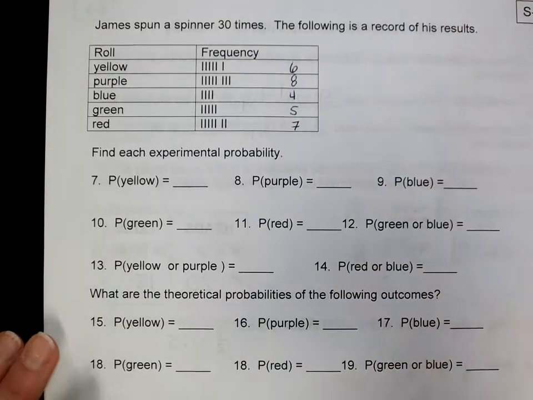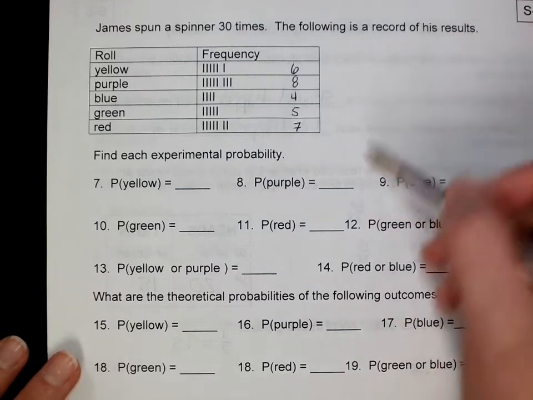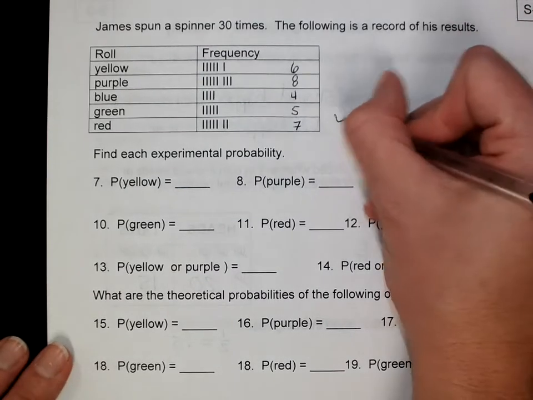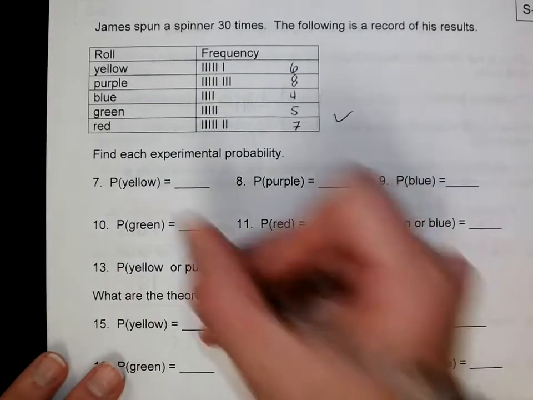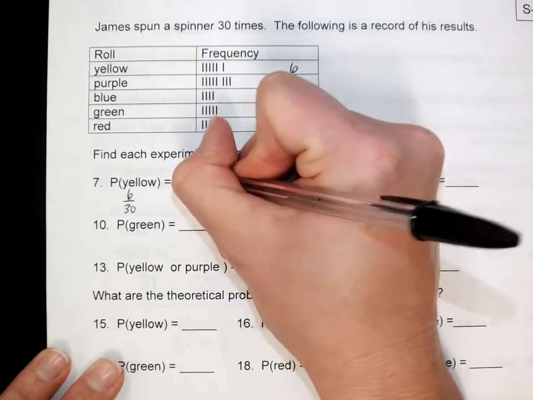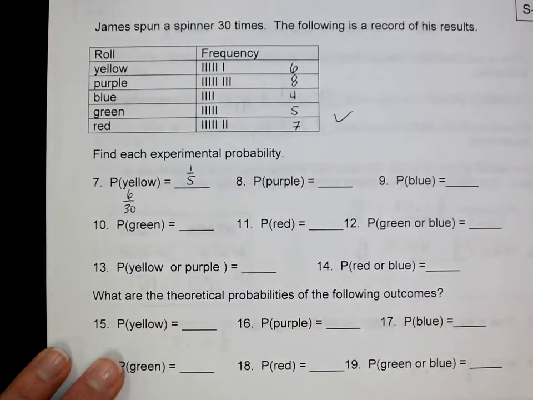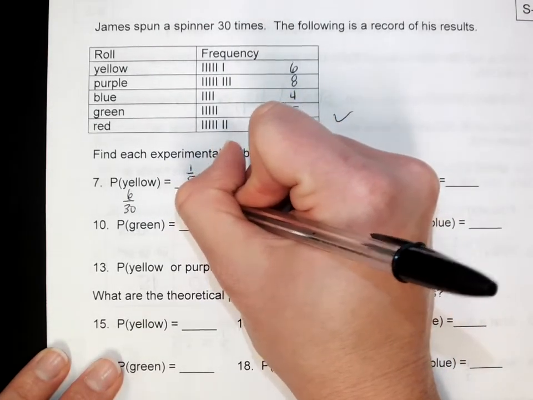You should double check. I always double check when I count these things up that it actually adds up to what it's supposed to be. So that is 10, 30, right? Adds up to be 30. So good, I probably marked all those numbers down right. Find the experimental probability. Probability of a yellow. That was 6 out of 30, which reduces to be 1 out of 5. Again, you could do the decimal. That's 0.2.